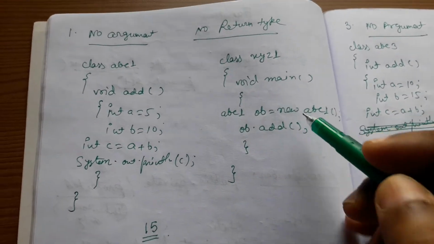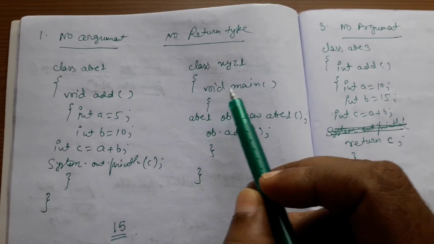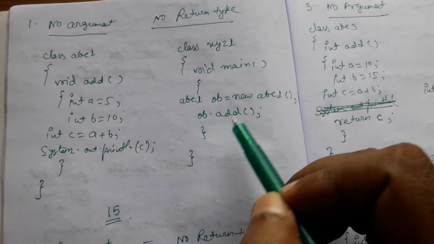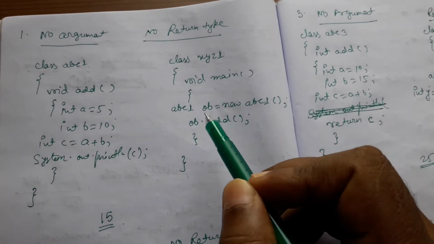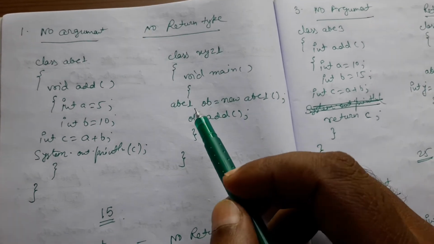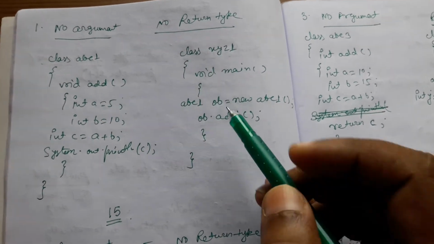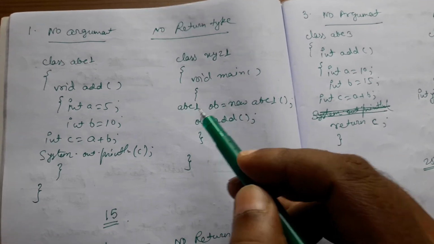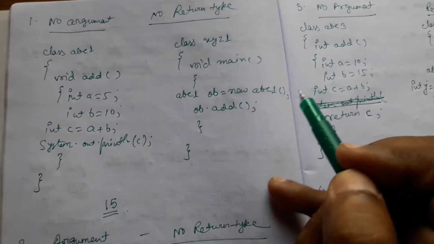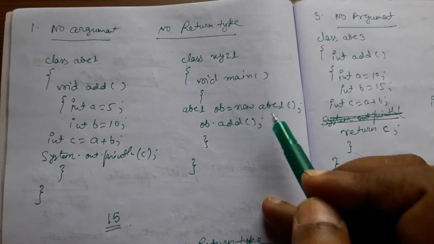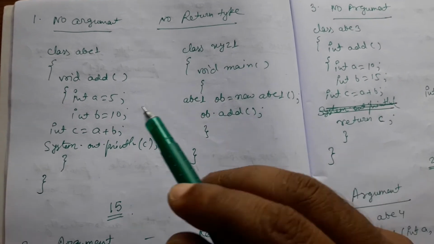Okay, now another class is there, class xyz1, void main. So in the second class we have taken the void main function. Then abc1 ob equals new abc1, meaning we have to create the object for this class because we want to call this function. So we have taken the abc1 class name, then the object name equals new, then the class name with open close parenthesis. This is our constructor, we will talk about this later. And then using this object, ob dot add function, we have called.